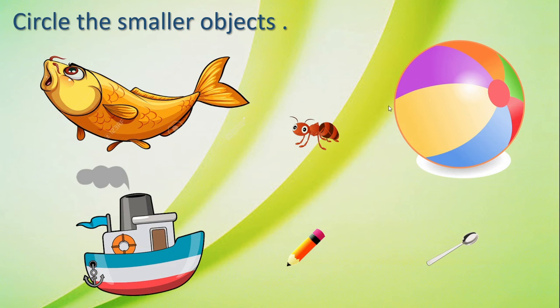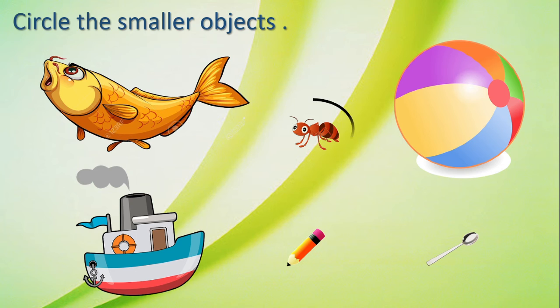Okay, now here you can see 1 2 3 4 5 6 objects. This is a big fish, ant, chitty, this you know, ball, this is ship, jahaj, right? This is a piece of pencil and this is a spoon, teaspoon, right? Now we have to circle the smaller object, means हमको गोल राउंड करना है. Please tell me which are the smaller objects here.